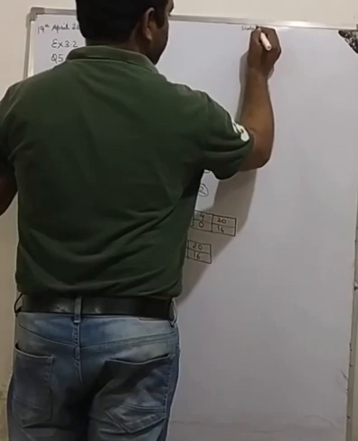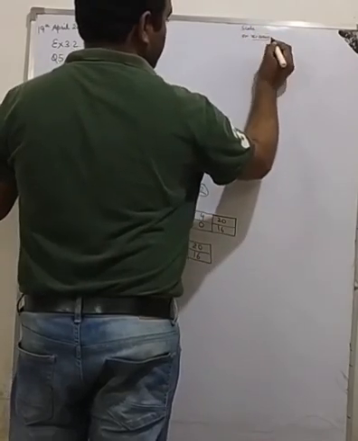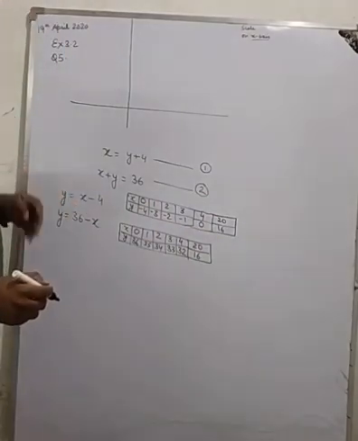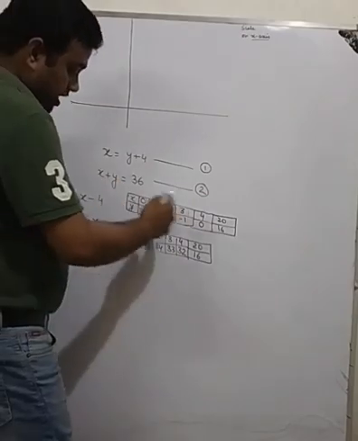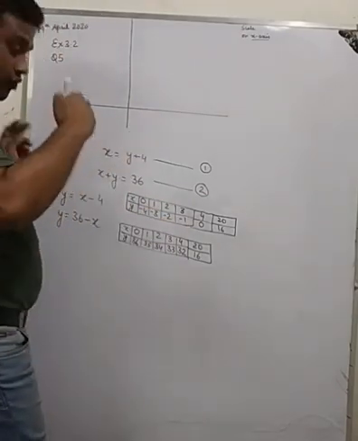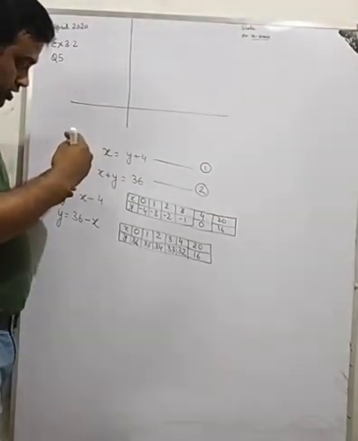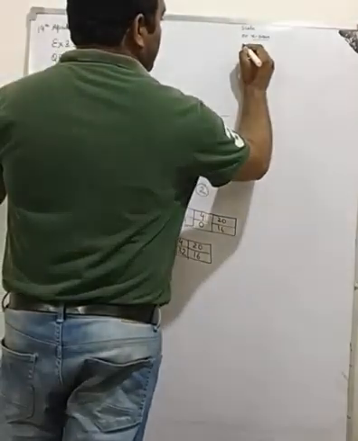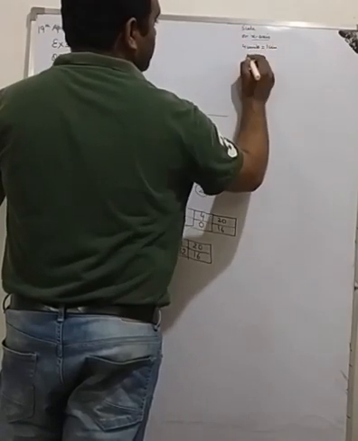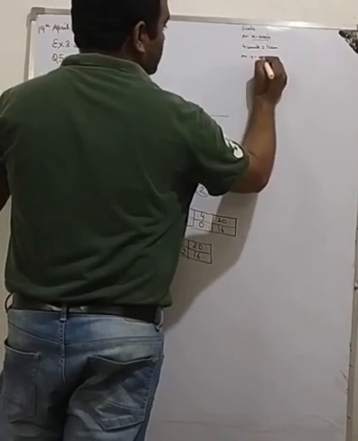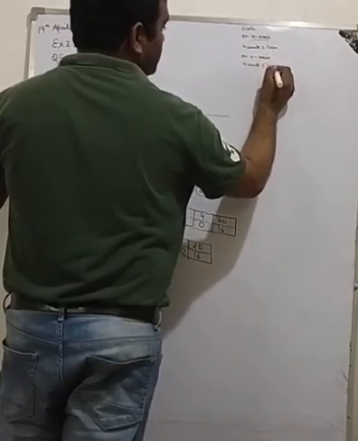Scale again on x-axis. What I am going to do, I am going to put the values not single time, but 4 units as my scale. So 4 units is equal to 1 centimeter. On y-axis also, 4 units is equal to 1 centimeter.